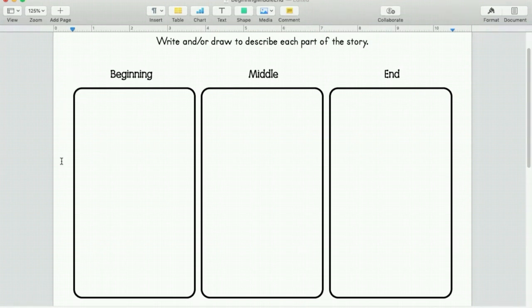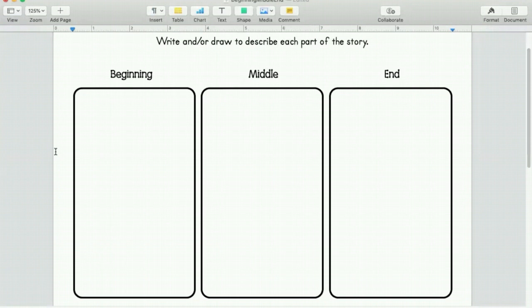Just draw 3 boxes on your paper or make 3 columns, and you could just have a B if you want for beginning, and a letter M for middle, and a letter E for end. This is a good way to organize your thoughts. So I think it's easiest to talk about the beginning and the end. Normally, those are the parts of the story that are a little easier to identify. So let's start with beginning and end, and then we'll come back and talk about the middle.